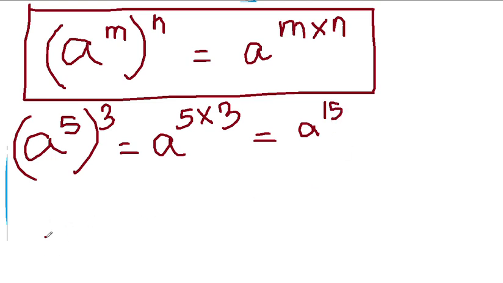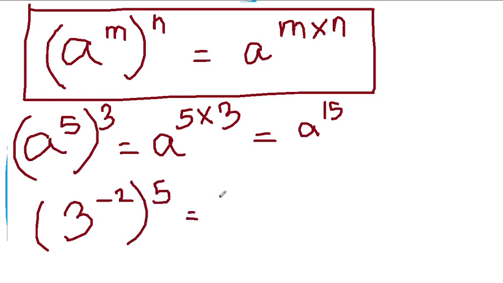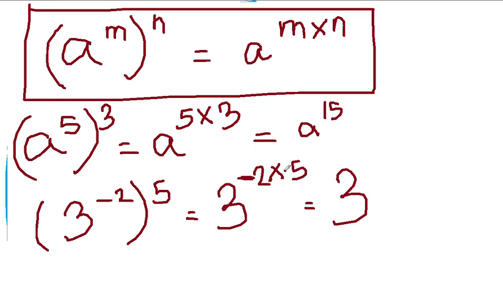Okay, let's take another example. 3 to the power of negative 2, we have a 5 outside. What about that case? So that would be 3 to the power of negative 2 times 5. Negative times positive gives us a negative answer. So that would be 3 raised to the power of negative 10, or we can write that as 1 over 3 to the power of 10.